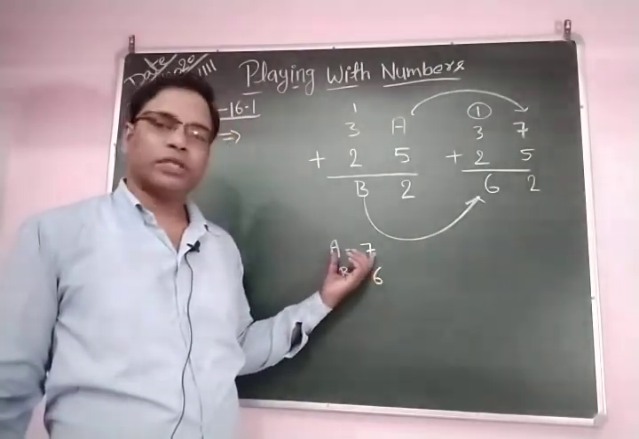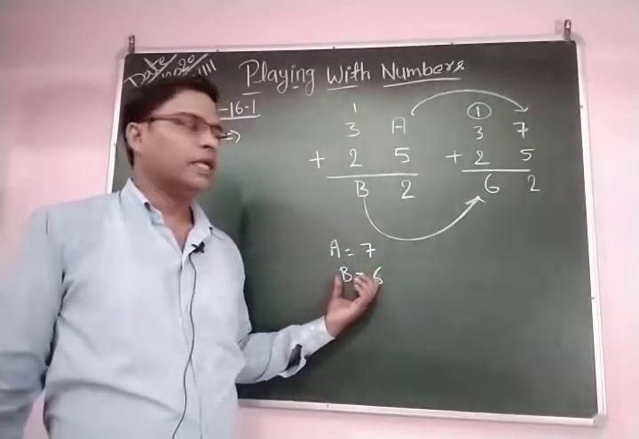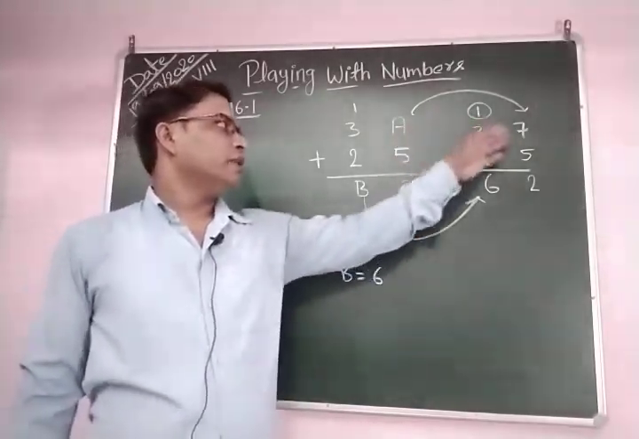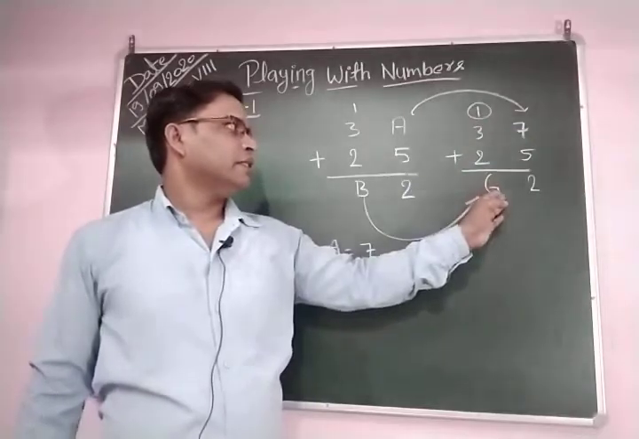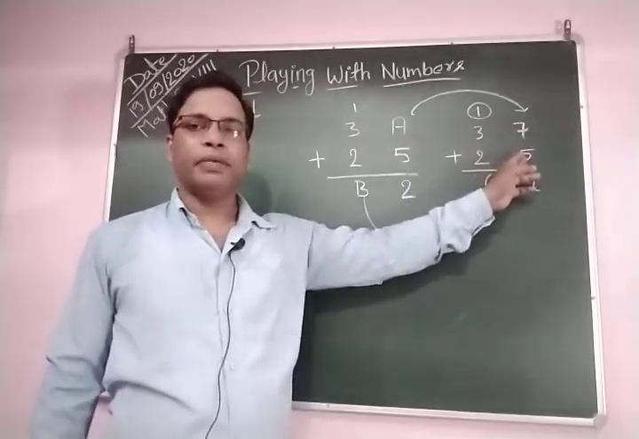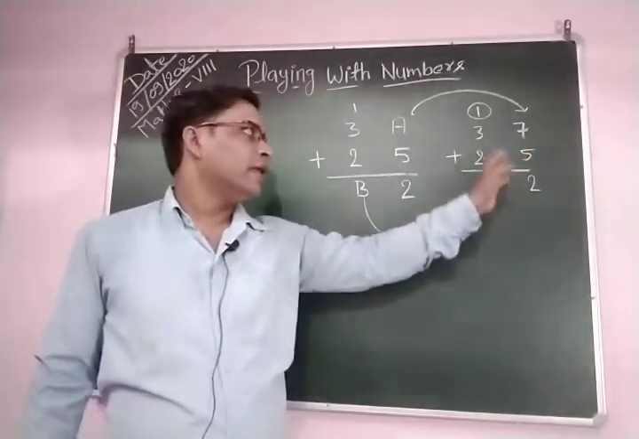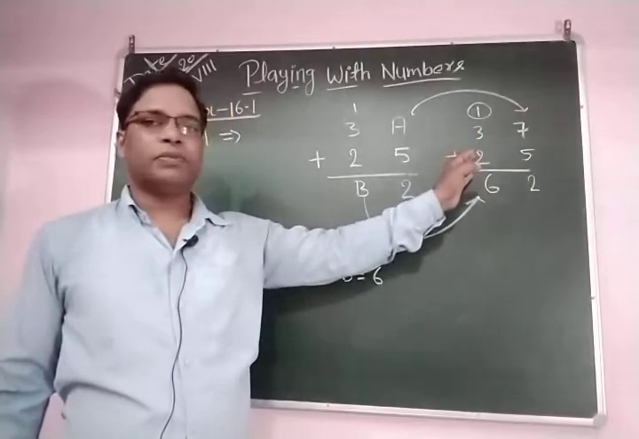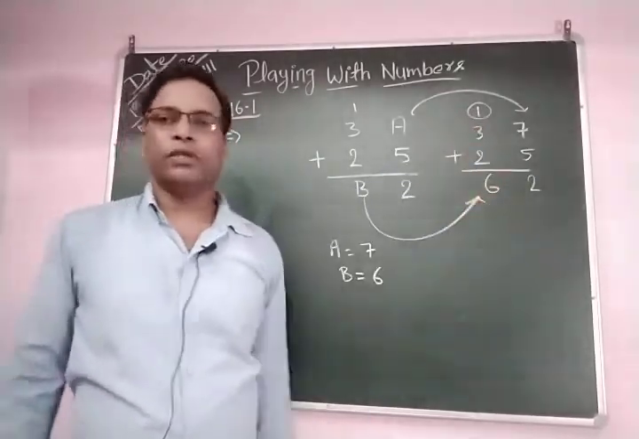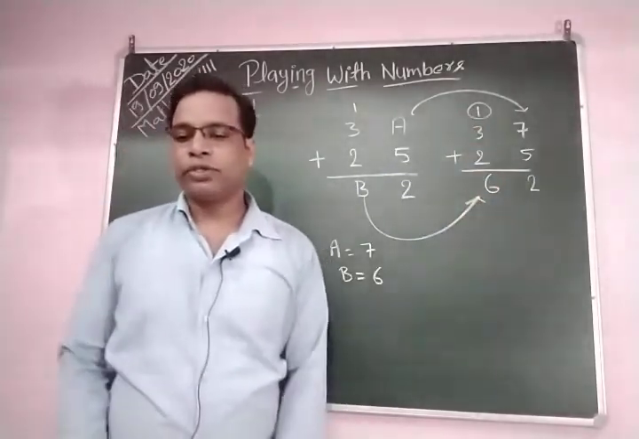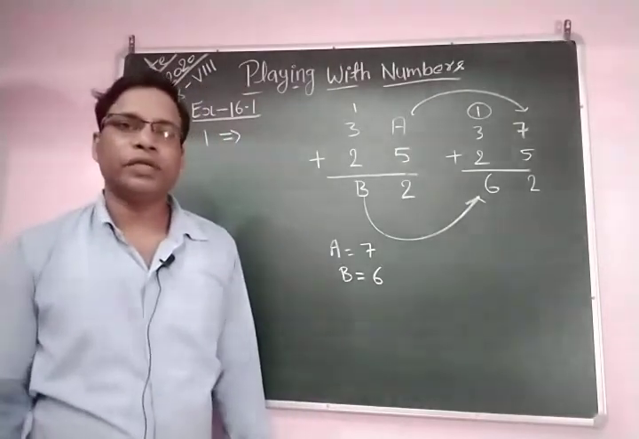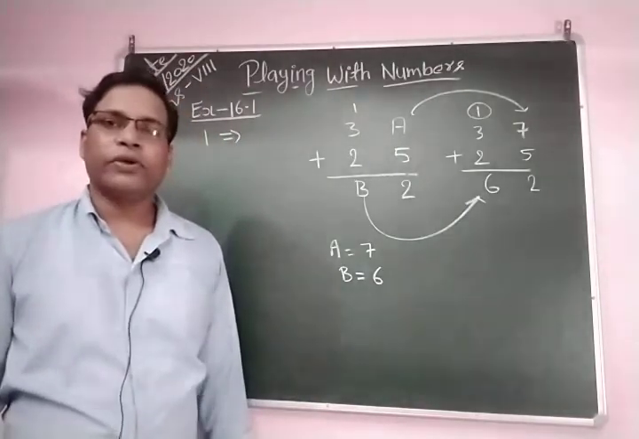The value of a is equal to 7 and the value of b is equal to 6. So here we replace a by 7 and b by 6. Then we obtain 7 plus 5, this is equal to 12, and 3 plus 2, this is 5, and carry 1, this is equal to 6. So students, I hope all of you understood these questions.